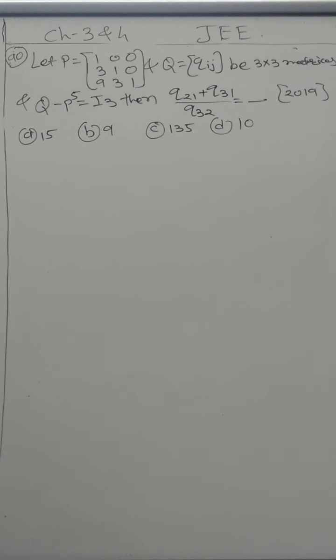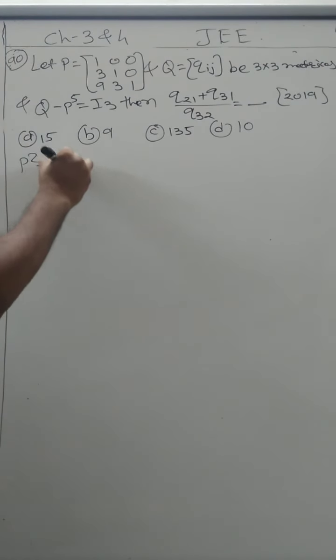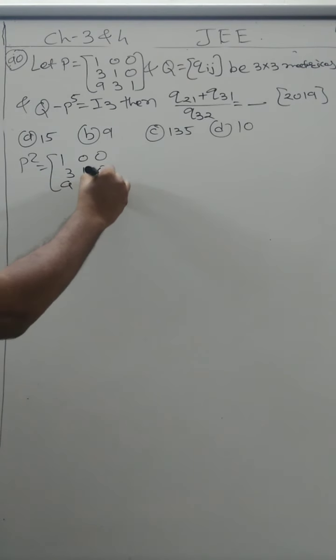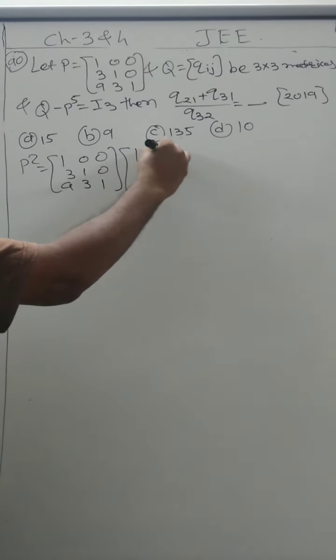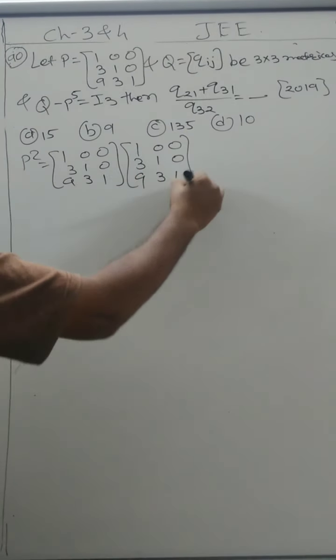In 2019 this question can be asked. Okay, so here P square is equal to the matrix [1 0 0; 3 1 0; 9 3 1] times [1 0 0; 3 1 0; 9 3 1].